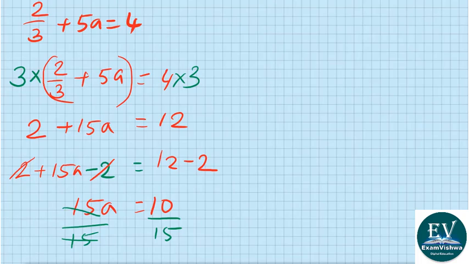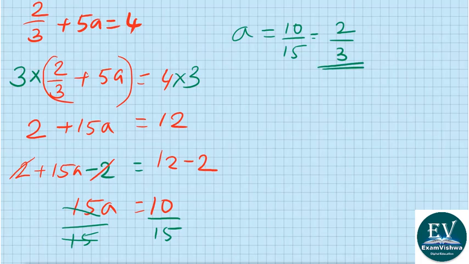So next stage you will write a on left side is equal to 10/15. You can make it simple. Both can be divided by 5. So 2 5s are 10, 3 5s are 15. So this can be the answer of a. a मिल गया, answer मिल गया.